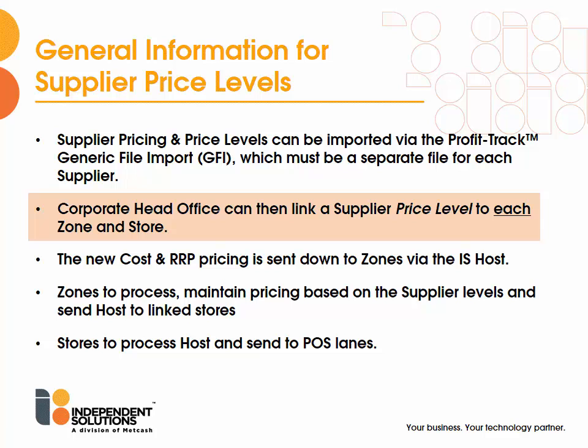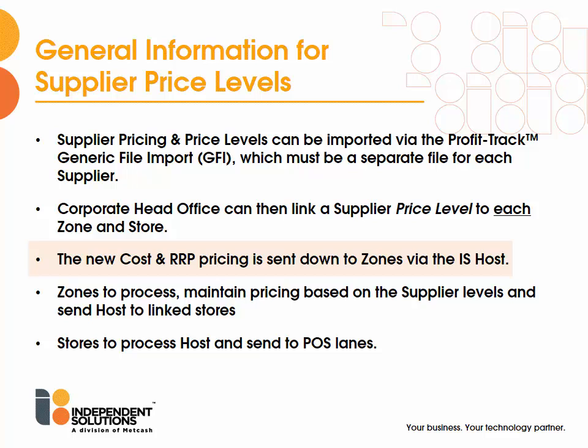Corporate head office can then link a supplier price level to each zone and store. The new cost and RRP pricing is sent down to zones via the IS host. Zones can then process the host, maintain pricing based on the supplier levels, and send the host to linked stores. Stores can then process the host and send to the POS lanes.